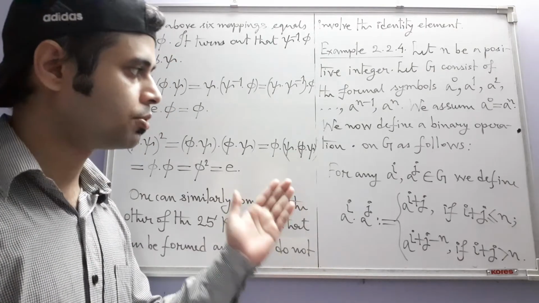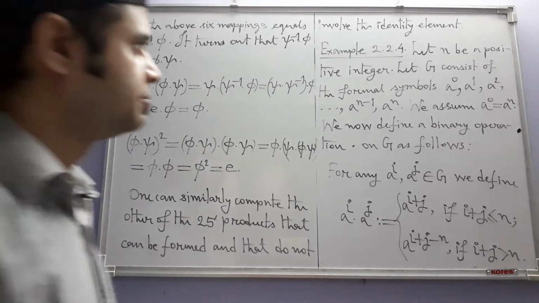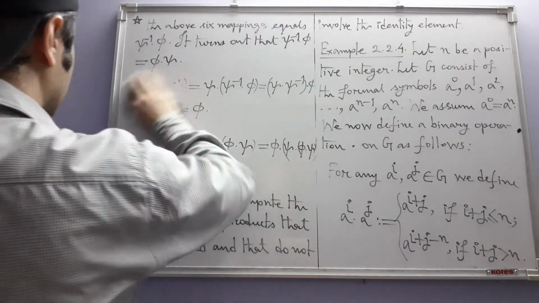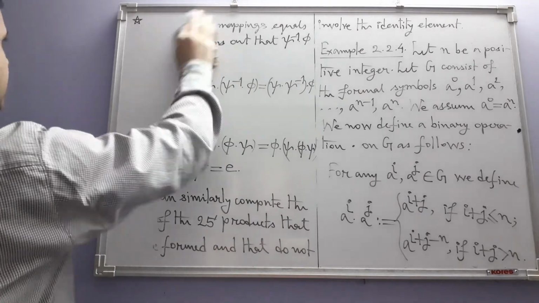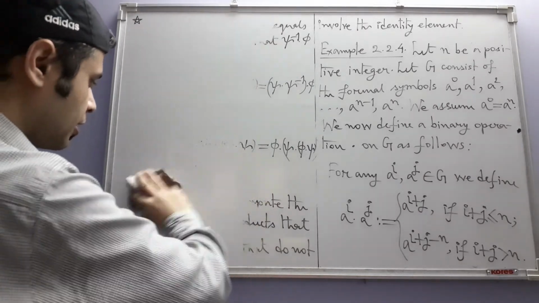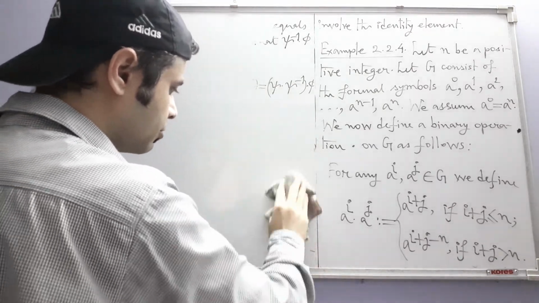We will now prove that under this operation G forms a group. Okay, so let us see how that proof goes. There are some things to be proved here. We cannot immediately see that it will be a group.